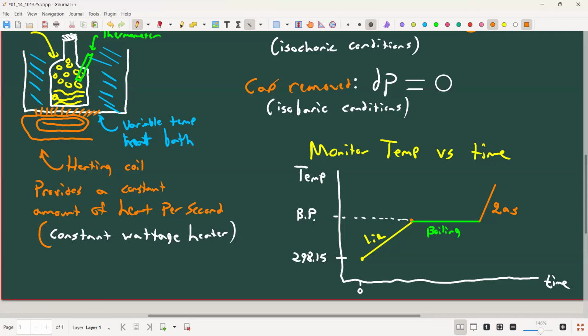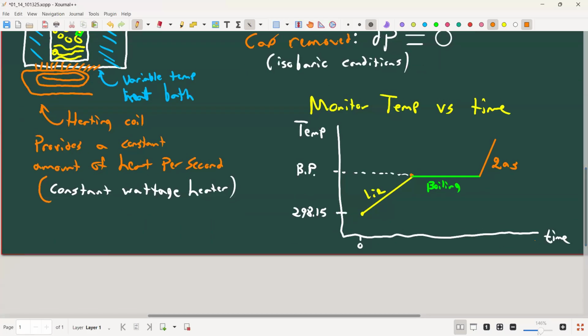Okay, so we don't have to call this time, right? Because every moment of time, a specific amount of energy is input into the system from the coil. So what I could write at the bottom instead of time, this is also proportional to the input energy. Right? It's the same thing. Time and energy are linearly related because we have a constant supply of heat.